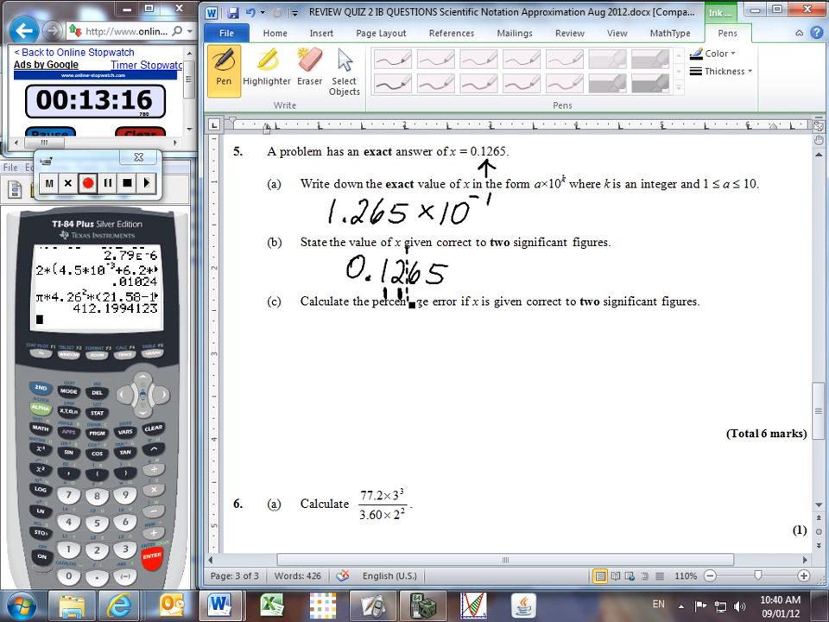The number to the right side of the cutoff is larger than 5, which means that the 2 is going to roll up to a 3, and then everything afterwards becomes zeros. And I don't need to write these zeros because I've already got two significant figures, and writing the zeros afterwards would not change my understanding of the magnitude of the number. And now we need to calculate the percentage error if x is given correct to two significant figures.